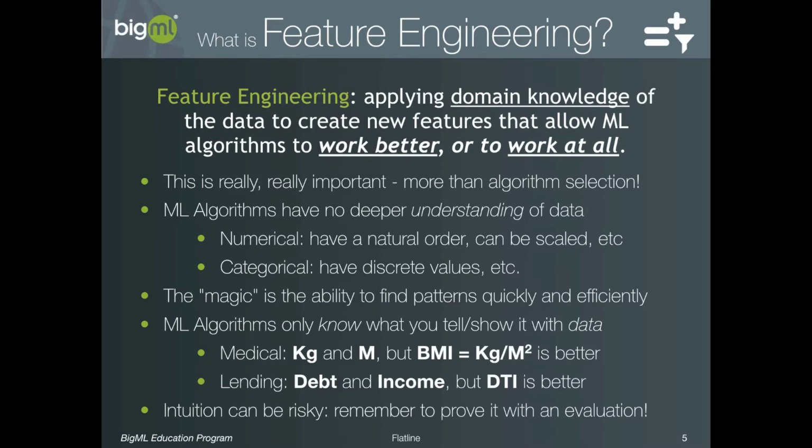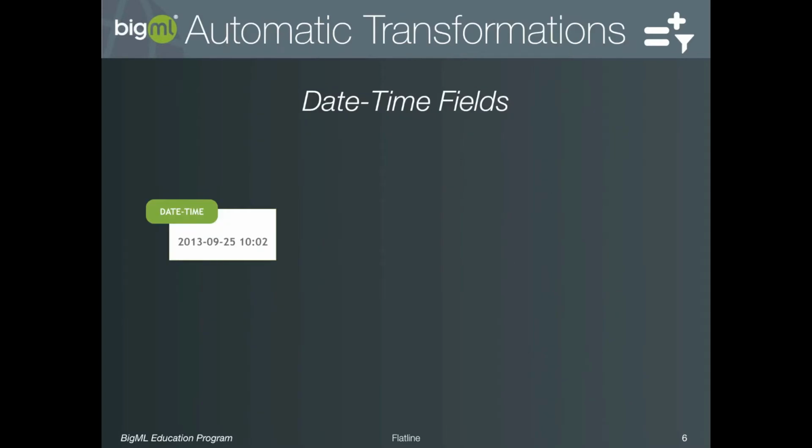Now that we have a high-level understanding of feature engineering, let's take a look at a few ways in which BigML transforms your data automatically to make machine learning algorithms work better. The first is date-time fields. If you think about it, the way we specify timestamps is arbitrary. In fact, there are lots of different standards for how to display a date and time.